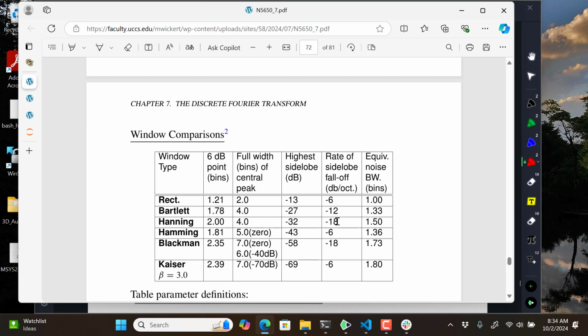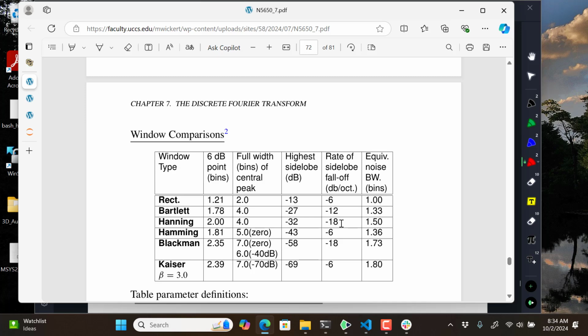And another property of these windows that's also really important is that the rectangular window only has its side lobes drop off at 6 dB per octave, whereas the Hann window drops off at 3 times that, 18 dB. So it's very powerful for clearing the clutter that it would produce, or the leakage.